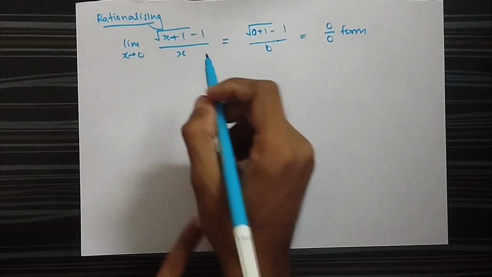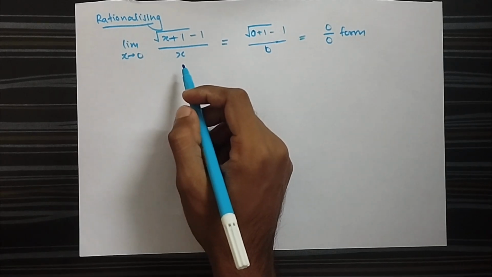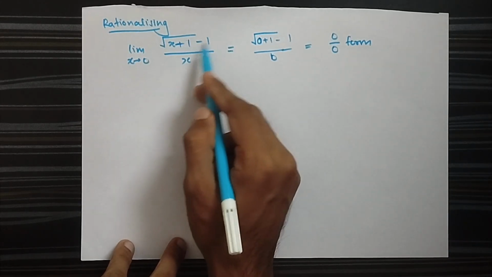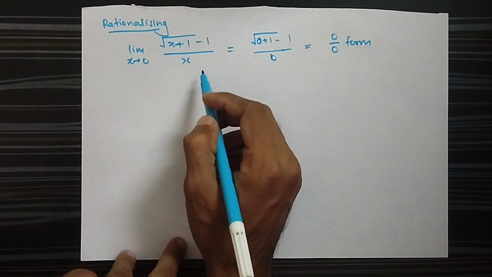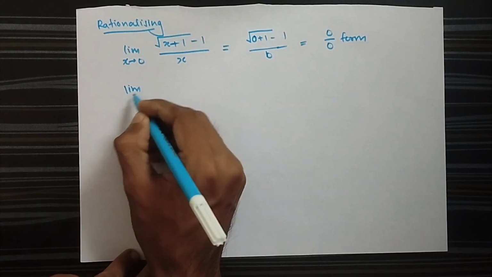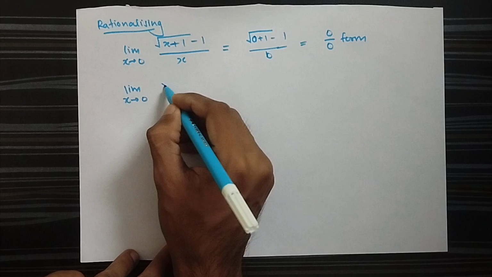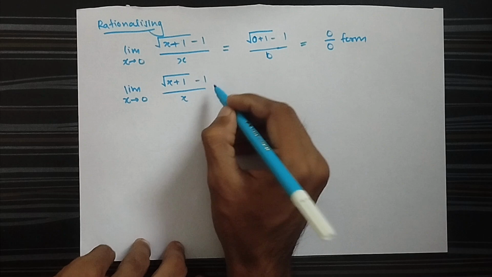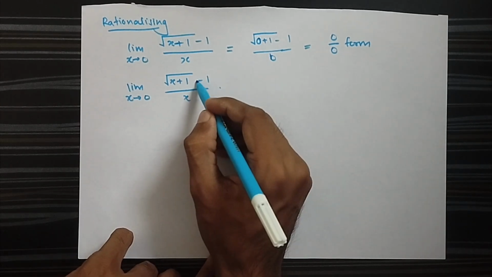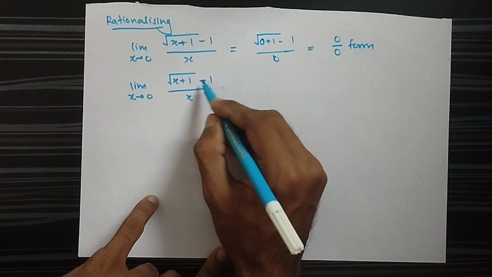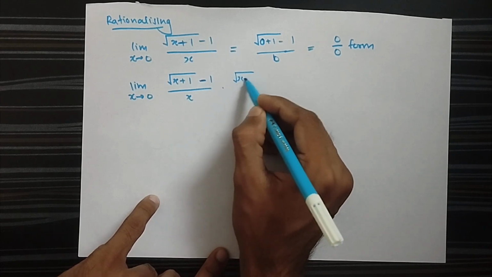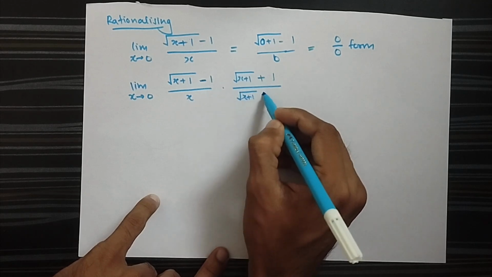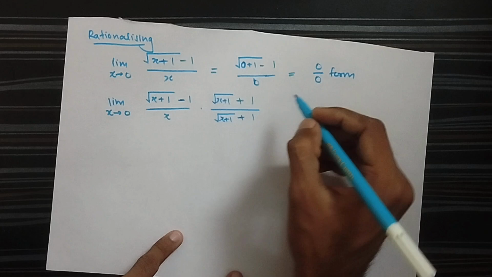Now what do we do? We see there's nothing to factorize really in this. So what can we do when we see a root? We can rationalize it. Rationalize means multiplying the numerator and denominator by the conjugate. So I'll write it down: the limit as x tends to 0 of (root of x plus 1 minus 1) divided by x. Multiplying by the conjugate means just removing the minus and putting a plus. So multiply with root of x plus 1 plus 1, divided by root of x plus 1 plus 1, on both numerator and denominator.